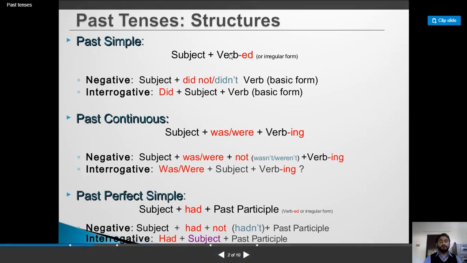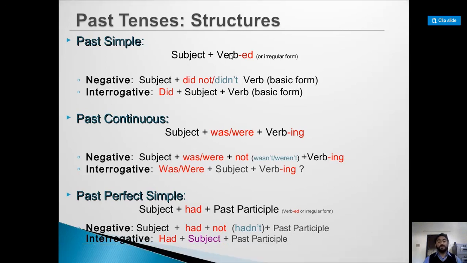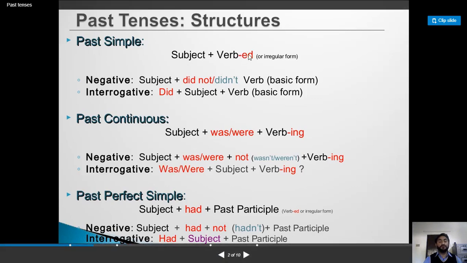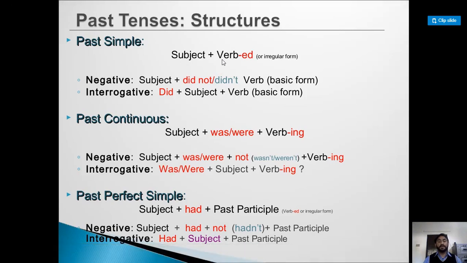The verb might be regular or irregular. So what do we mean by regular? Regular means when you see ed or d with a verb, that's called regular. For example, play, played, or like, liked. So these are called regular verbs.